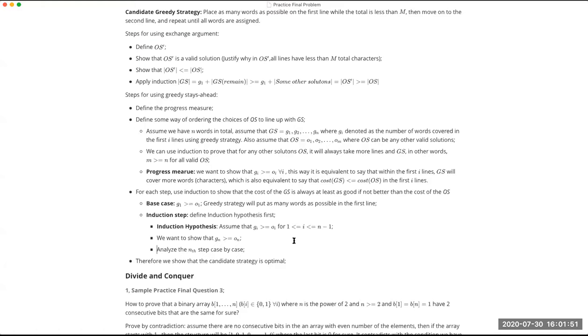If we want to prove the induction step, we need to analyze this n step by step. So are there any questions so far? I've been talking a lot, so let me see whether everyone understands.